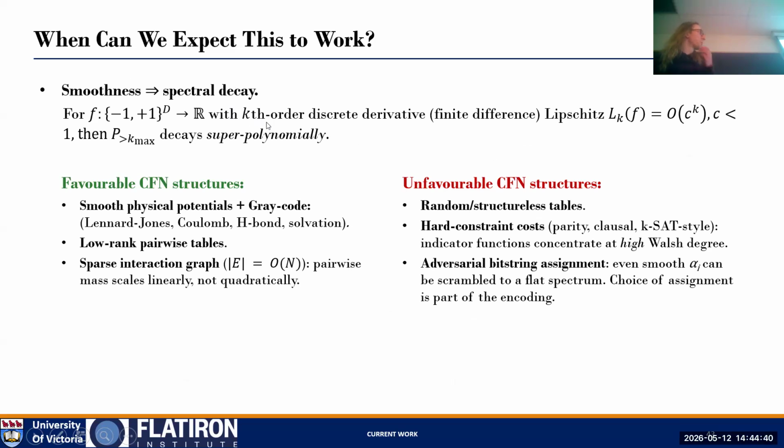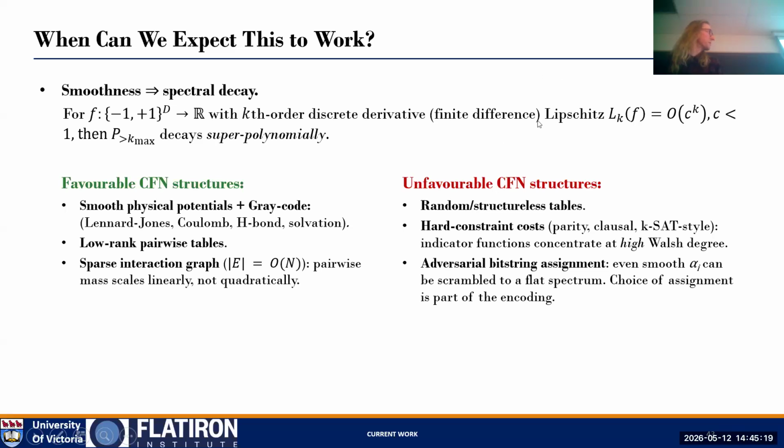So when the kth order discrete derivative, the finite difference Lipschitz constant, scales as order of C to the k, where C is less than 1, then the spectral power above some truncation degree decays superpolynomially. Some favorable CFN structures that satisfy that condition are smooth physical potentials that have been assigned to bit strings using a Gray code. The ones I'm interested in are computational biology potentials: Lennard-Jones, Coulomb, hydrogen bonding, solvation terms, low rank pairwise tables, sparse interaction graphs.